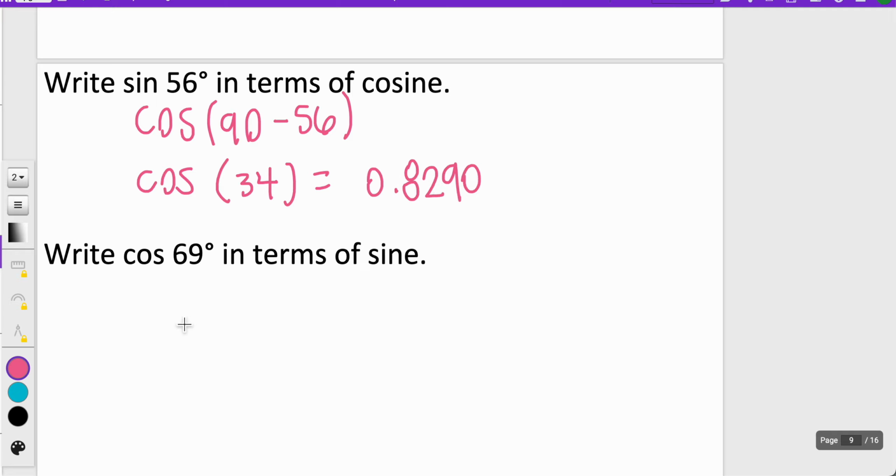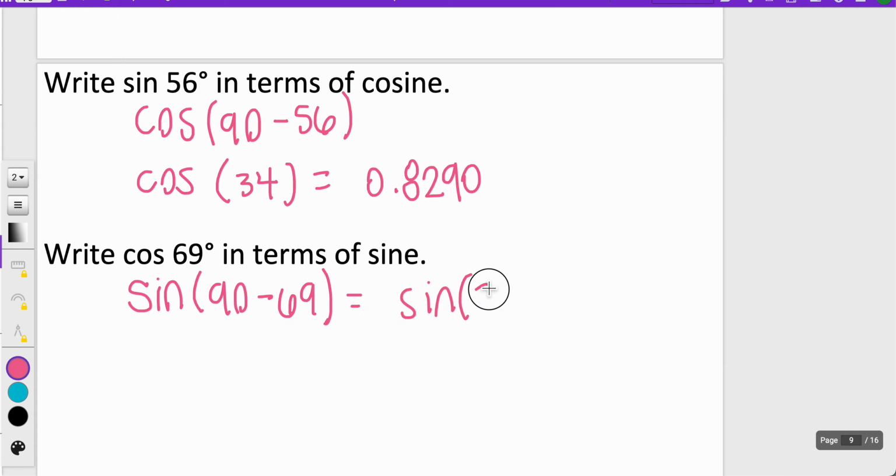0.8290, okay? For cosine of 69 degrees, that means I want to find it in terms of sine. So sine of 90 degrees minus 69 degrees would give me the sine of 21 degrees. So 21 times sine is 0.358. We're going to round that up to a 4.